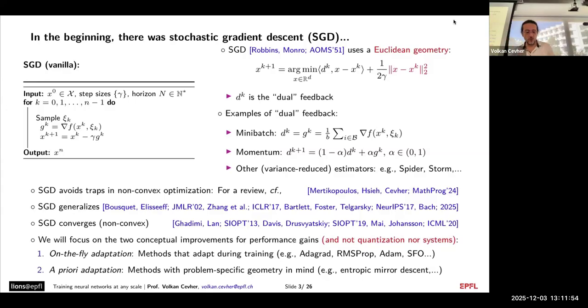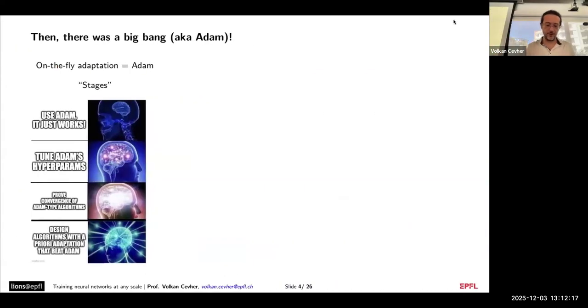I will focus on two things. One will be on-the-fly adaptation, so methods that adapt their parameters on the fly during training. And then I will talk about a priori adaptation, methods that have some sort of specific geometry for the problem at hand. All right. Any questions? Perfect.